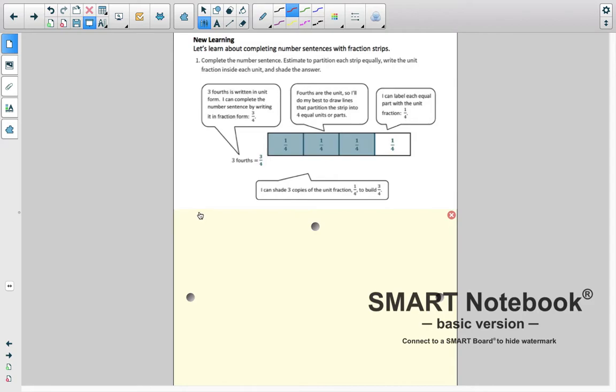New learning. It says, let's learn about completing the number sentence with fraction strips. So this is very similar to day 2. It's talking about fraction strips. So you can see here, they drew out the fraction 3/4, and they shaded 3 parts because 3/4 is 3 out of the 4 pieces. And they broke up the strip into 4 pieces, and they made each piece the same size, and they labeled each part 1/4. And the unit fraction is one piece of the fraction, which would be 1/4.